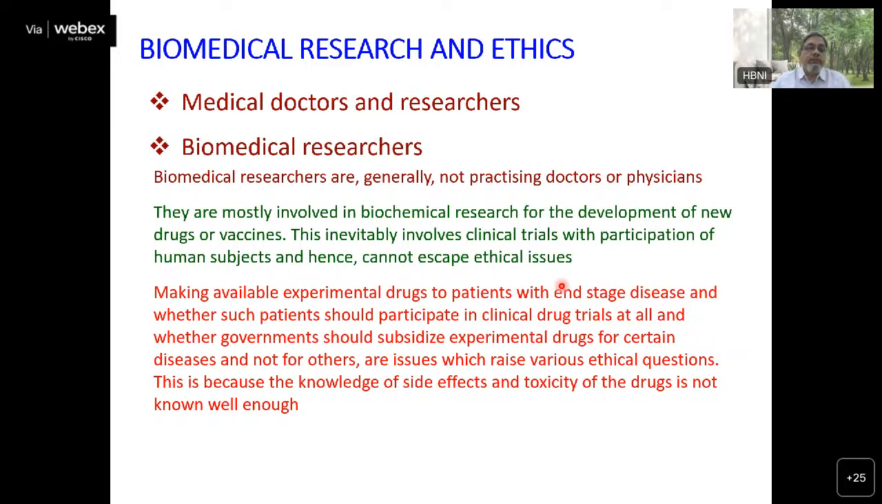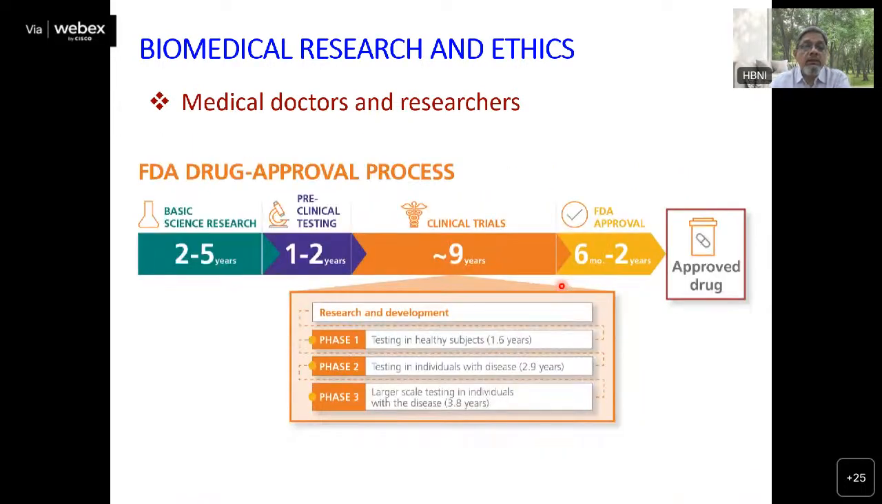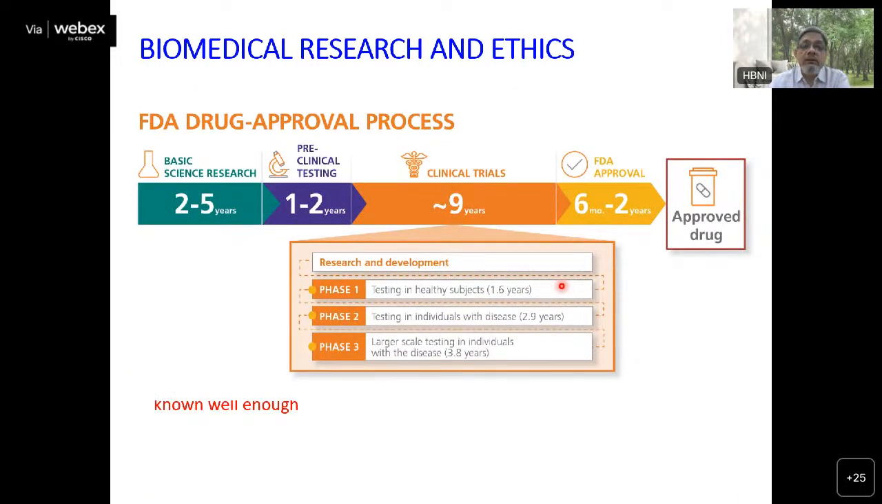And also these people, so if you now look at, for example, how much time it takes from research into a new drug to final implementation of the drug or a vaccine. Let's see a typical process at the FDA of the United States. You can start with basic science research. It takes 2 to 5 years.